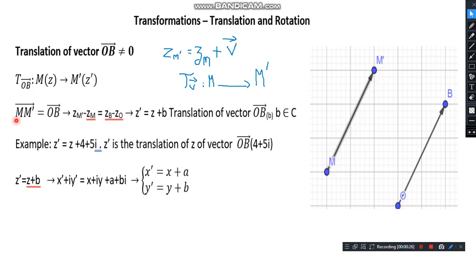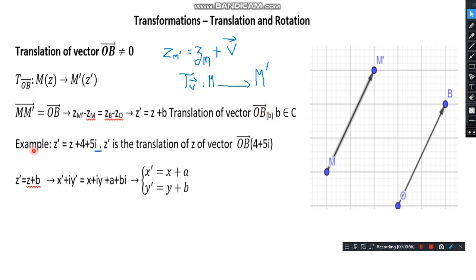So here we have translation, vector MM prime equals vector OB. In other words, I'm taking this point M to M prime under translation of vector V, which is OB. So here Zm prime minus Zm equals Zb minus Zo, which is the vector V. And if you move the point M to the other side, we have Zm prime equals Zm plus V. So we have a translation of vector, for example, OB or vector V.